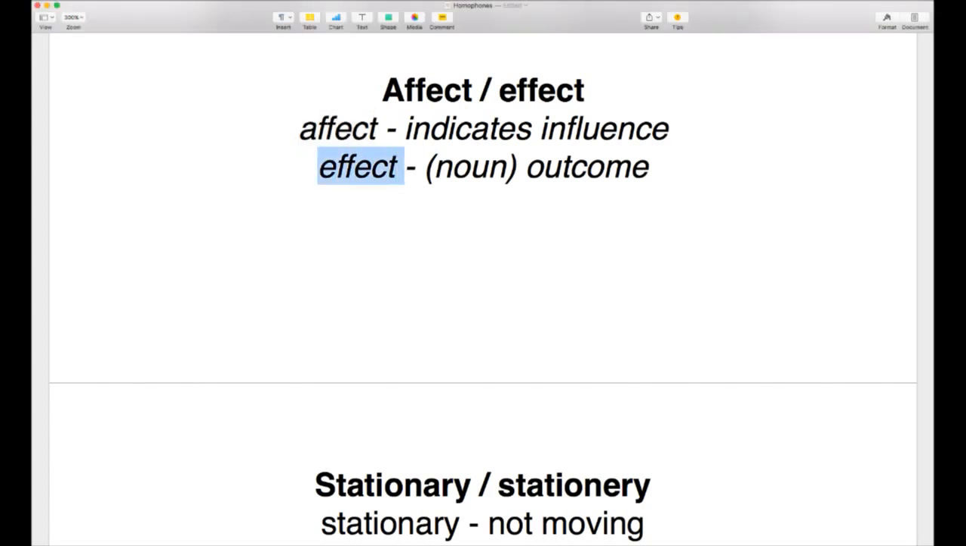And the word effect is a noun and it's the outcome. So you will most commonly hear this word when we're talking about medicine, or medical treatment, because we talk about side effects. Or if you work in media or in the theatre, you might talk about sound effects or lighting effects. It's the thing that has been influenced, the outcome of the influence. So affect is the verb to influence, and effect is the noun of the thing that has been influenced. Okay, that's the easiest way to put it.